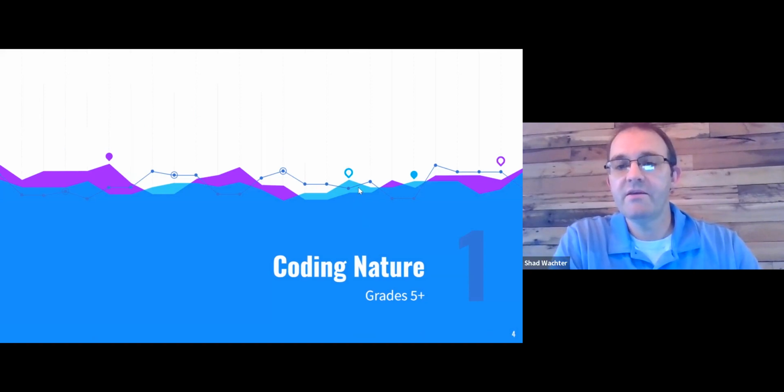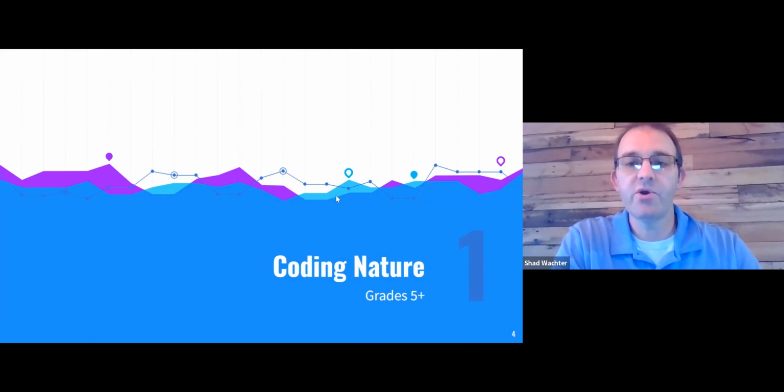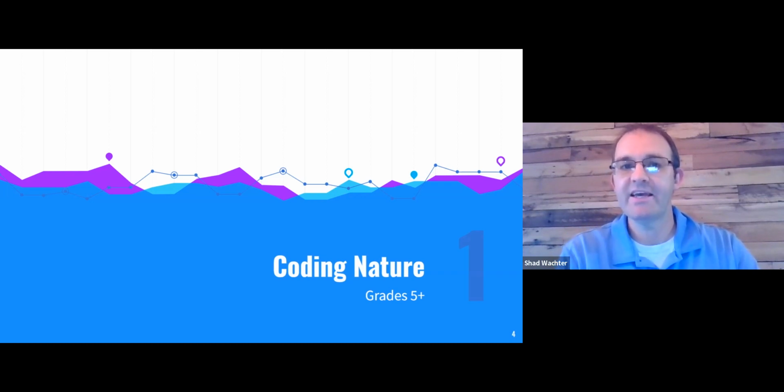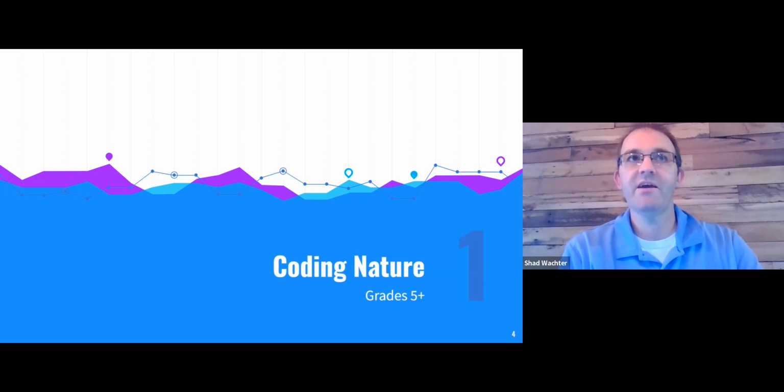So the name of the project was called Coding Nature. This project was probably intended for students in much higher grade levels, whether it's middle school, high school, or possibly even college level. But I was able to bring it down and adjust some of the things to make it more accessible to 5th grade students. What I thought would be a very rewarding experience certainly turned out to be.